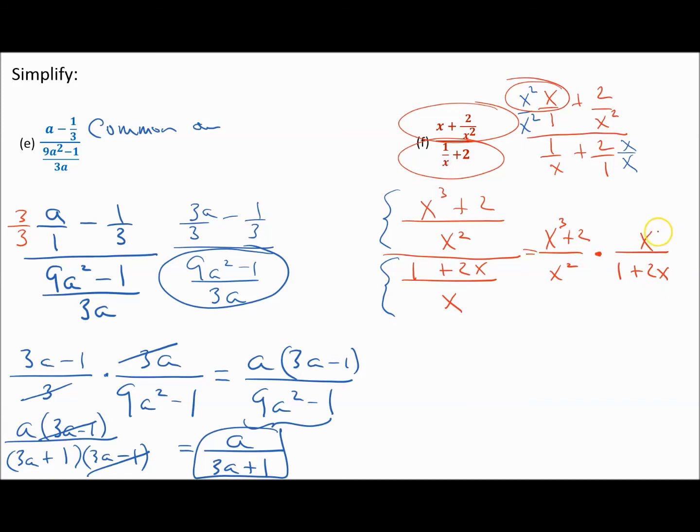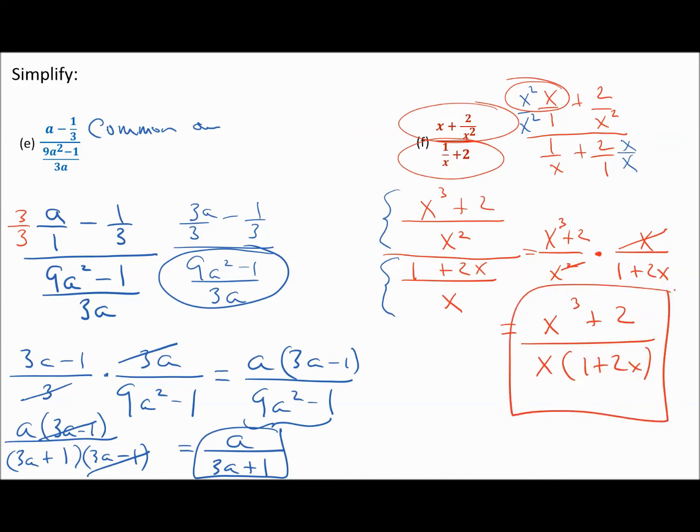Now I can cancel common factors. This x cancels with one of those, and I result in x to the third plus 2 over x times 1 plus 2x. And I am completely simplified.